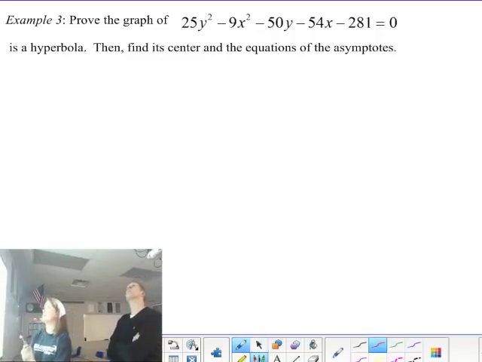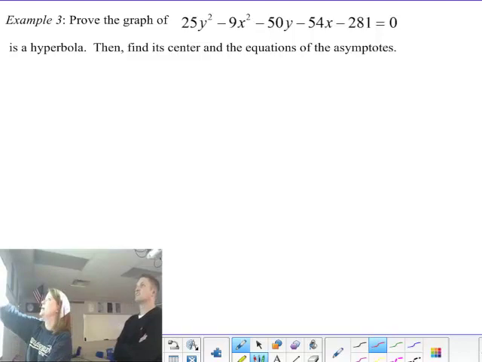So the first thing I'm going to do is notice that I have a y squared and a y, and an x squared and an x, but notice that the y squared is first and positive. And for a hyperbola, it matters. So I'm going to put the y squared first, and that means I'm going to put the 50y next to that.